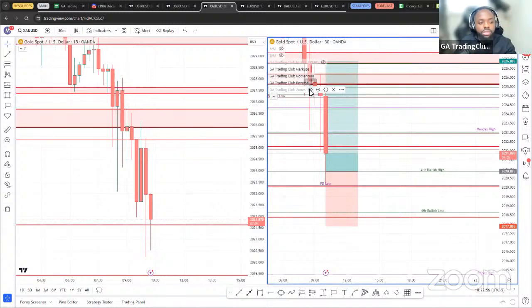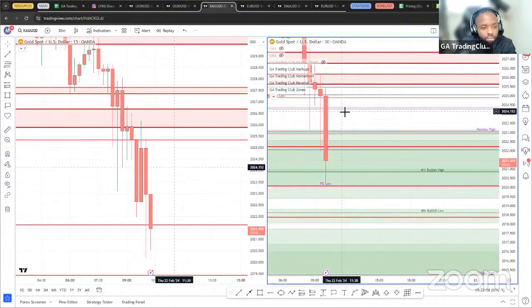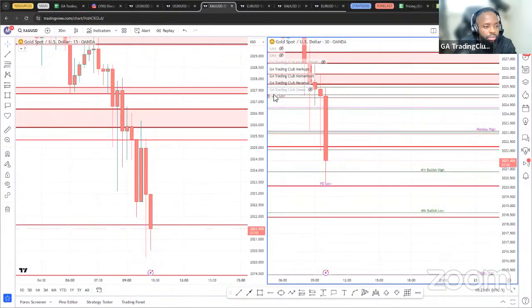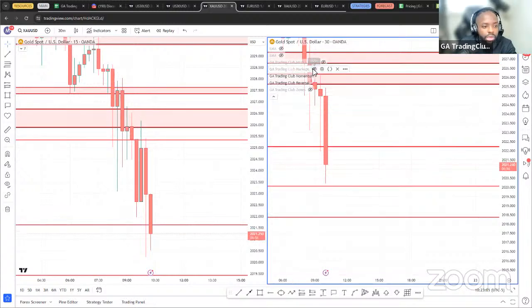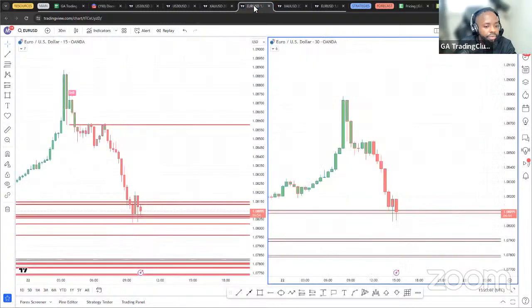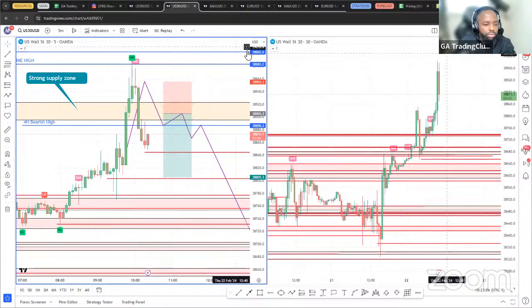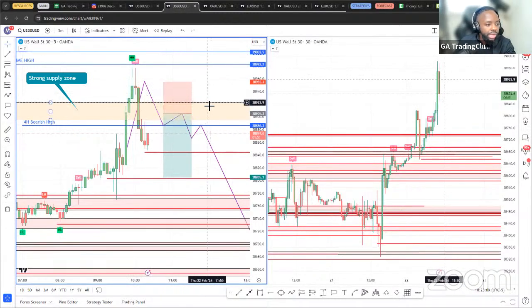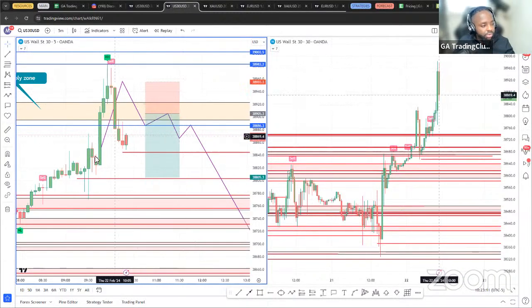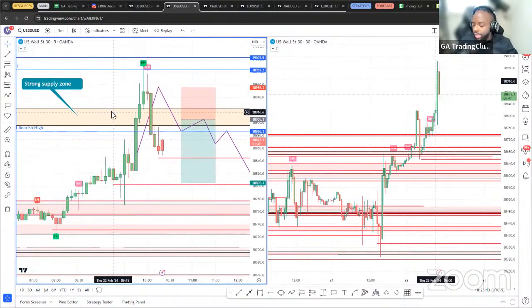Anyway, it is what it is. For me, the big one I want to catch is that US 30. Okay, so there goes that retracement to the upside. This retracement would be to create that lower high.